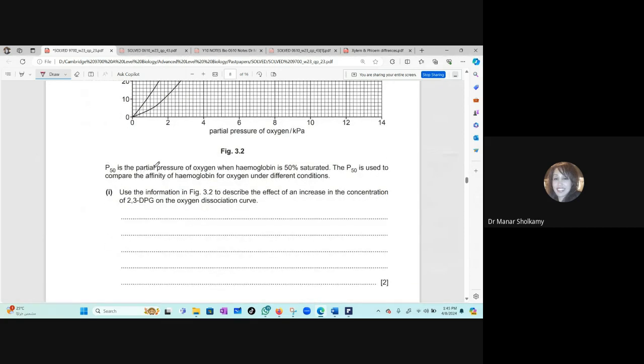Okay, P50 is the partial pressure of oxygen when hemoglobin is 50% saturated. And the P50 is used to compare the affinity of the hemoglobin for oxygen under different conditions. Use the information in figure 3.2 to describe the effect of an increase in the concentration of this substance on the oxygen dissociation curve. We just said it. When we increase this compound, what will this do to the oxygen dissociation curve and how does it affect affinity?